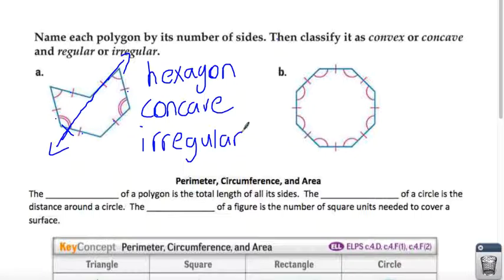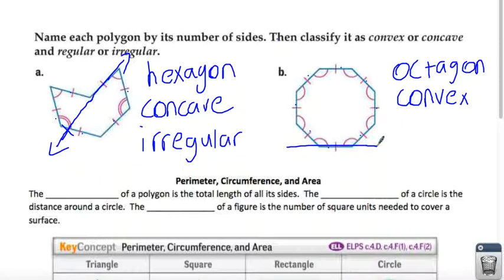Here we have 1, 2, 3, 4, 5, 6, 7, 8. So that makes it an octagon. And this one is convex, because all of these sides will extend forever without intersecting the polygon again, right? And notice all the angles and all the sides are congruent with the tick marks and the angle arcs. So that's going to make it a regular octagon.